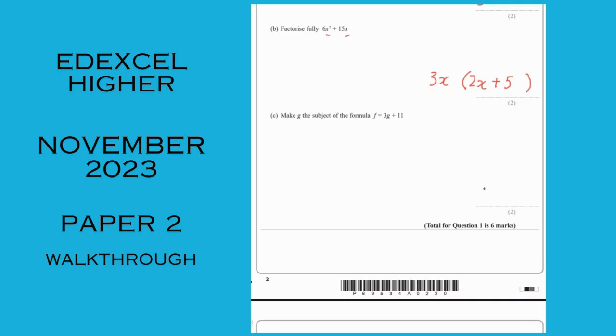Changing the subject, transposition, whatever you want to call it. Opposites. Take away 11 from both sides. And for the final stage, second mark, divide both sides by 3. On we go.